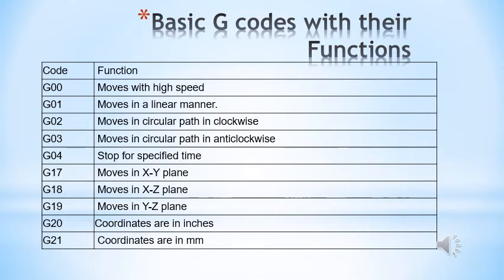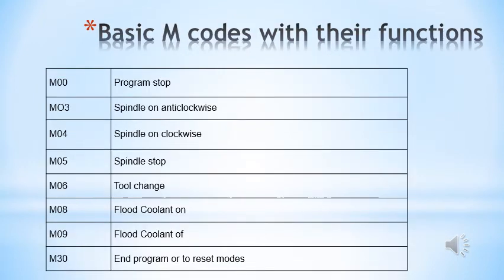These are the basic G codes, starting with G00, G01, etc. These are the basic M codes, with M00, M03, M04, etc.